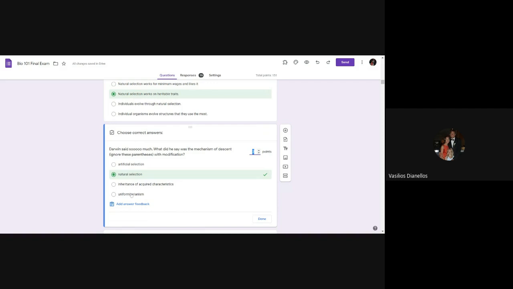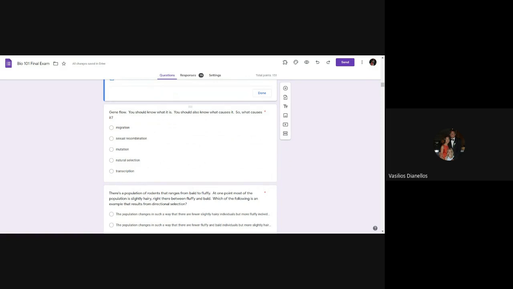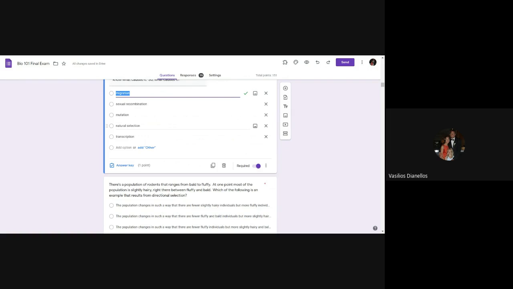Next, basically, what causes gene flow? Oh, I was hoping this was an easy one because I kept giving you the hint when we discussed it in lab, in lecture, and in exam reviews. Gene flow, it's in the name, flow. Genes are flowing. Where are they flowing? Well, they're flowing between populations because there's migration. So it's that simple. That is the answer. Gene flow happens because of migration.